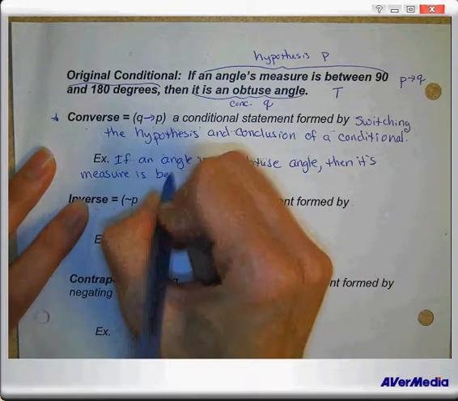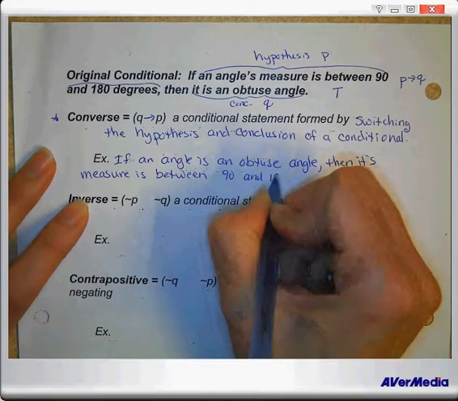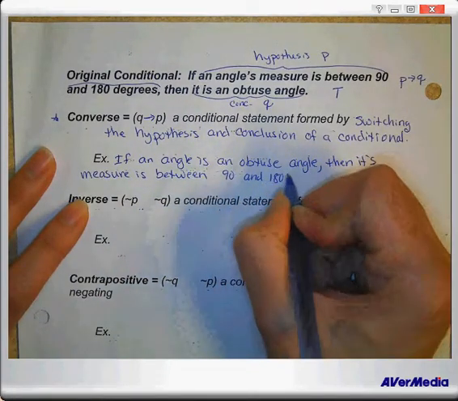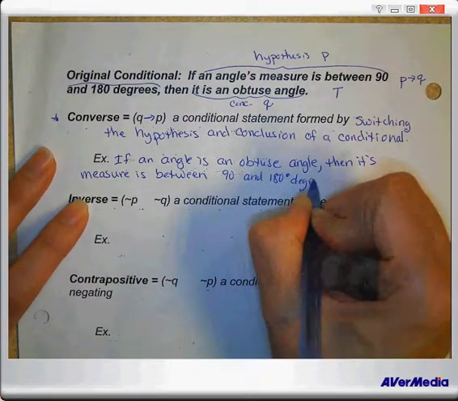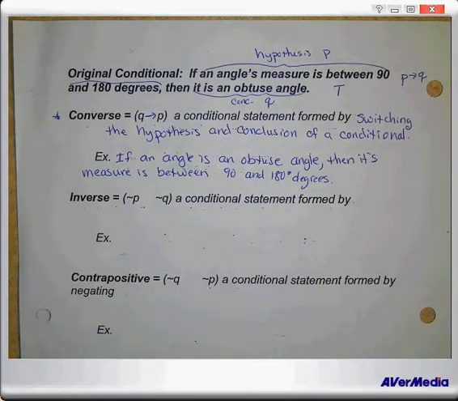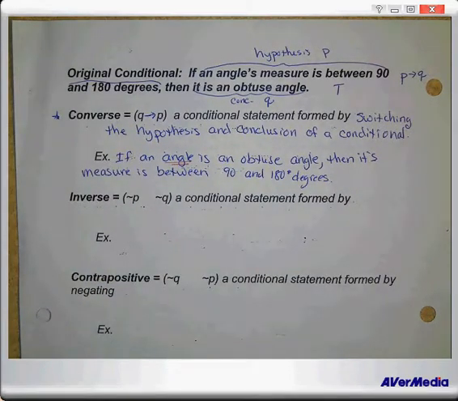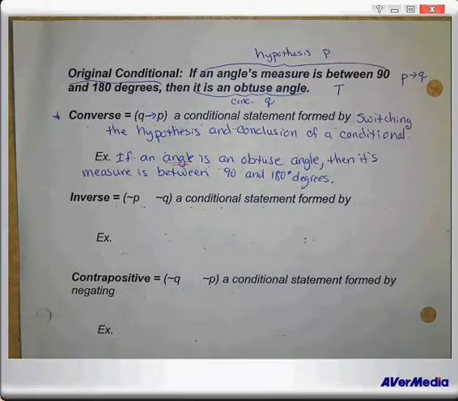But notice one thing here. We keep a proper noun in the hypothesis, and then we can use our pronouns at the end. I still capitalize, and I use my correct punctuation here. But that's a converse. Now you should ask, is it a valid statement or not? If an angle is an obtuse angle, then its measure is between 90 and 180 degrees. That is a true statement. So I always want to check to see if it's true or not.